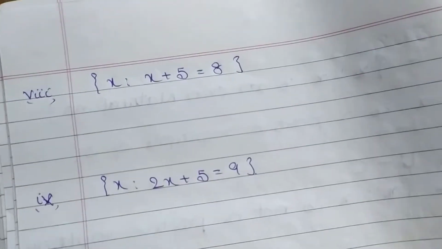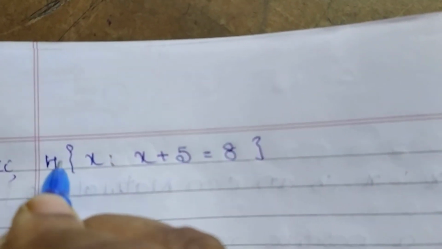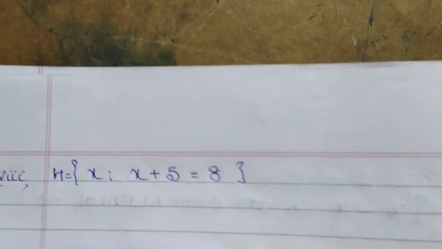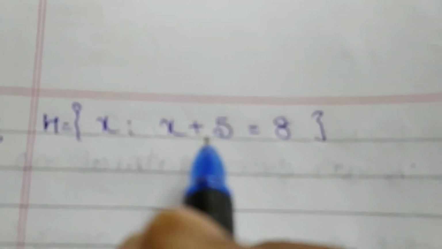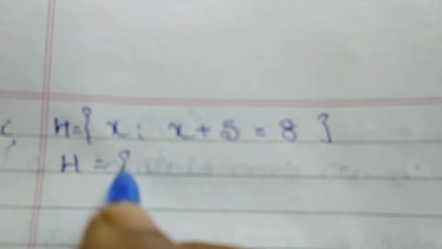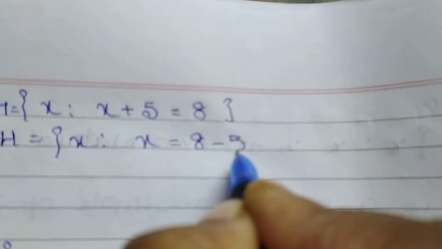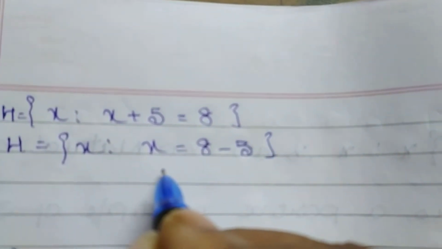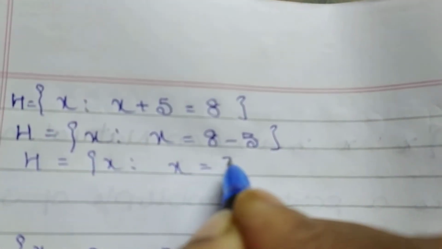Now, coming to the next one, let us take this set as H. If you take A also no problem, any capital letter you can take for that set. So, H equals x such that x plus 5 equals 8. Let us solve this because this is a finite one. x equals 8 minus 5. So, H equals x such that x equals 3.